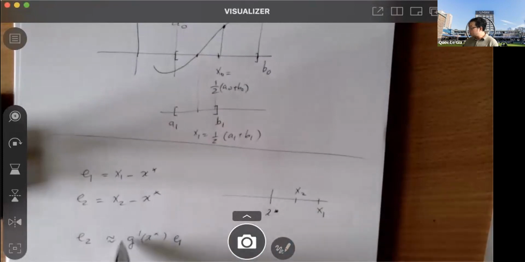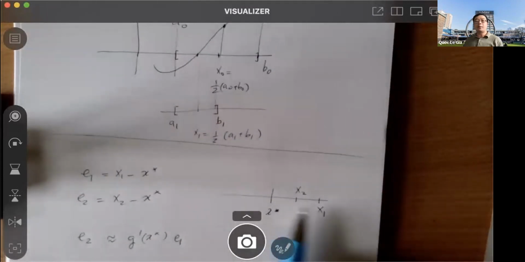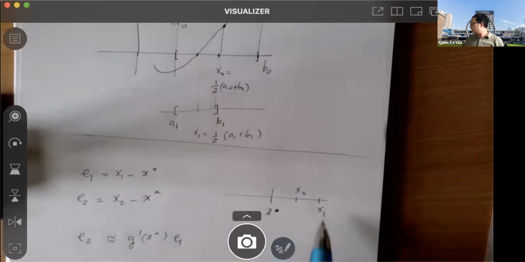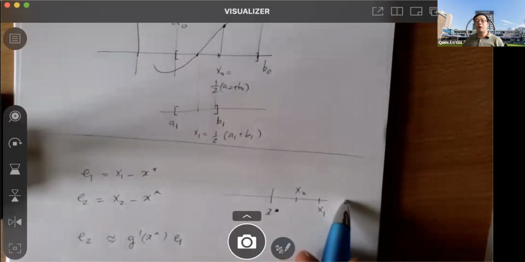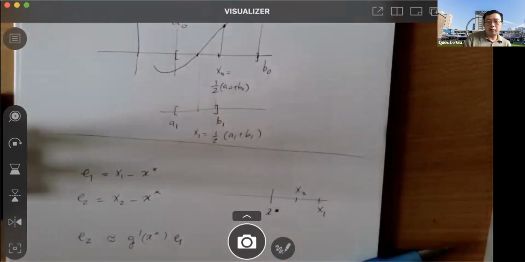If the errors get smaller and smaller, it means E2 has to be E1 multiplied by something less than 1. So what you want is the absolute value of g prime(x star) to be less than 1. Then the method converges. Otherwise, the error just gets bigger and bigger, and it goes further and further away from x star. You start at x1 here, and x2 goes further away, and x3 goes further away, then it diverges. That's exactly what is going on.